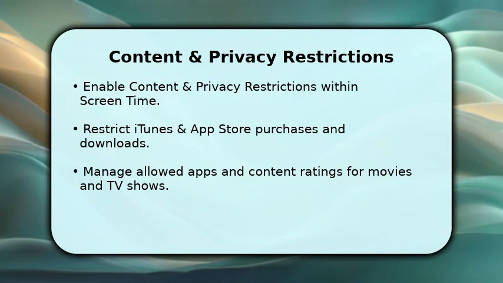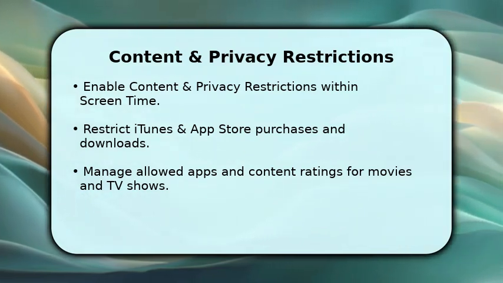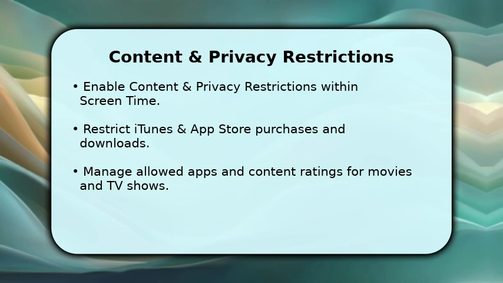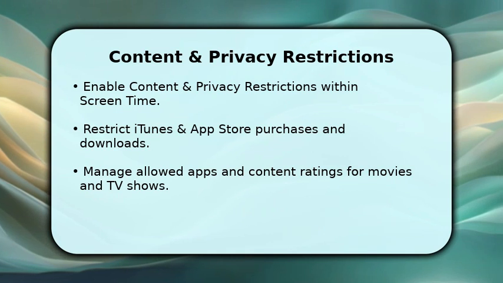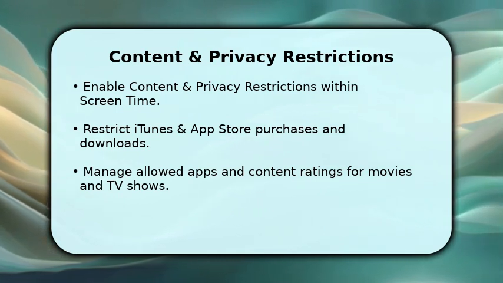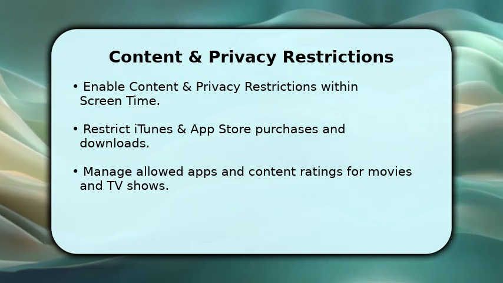Now, let's set up content and privacy restrictions. Tap on Content and Privacy Restrictions and toggle it on. Here, you can prevent iTunes and App Store purchases, including installing or deleting apps. You can also manage allowed apps, ensuring only age-appropriate applications are accessible.